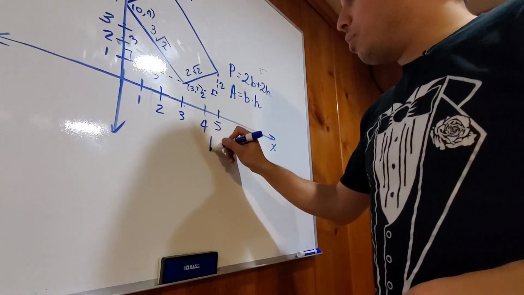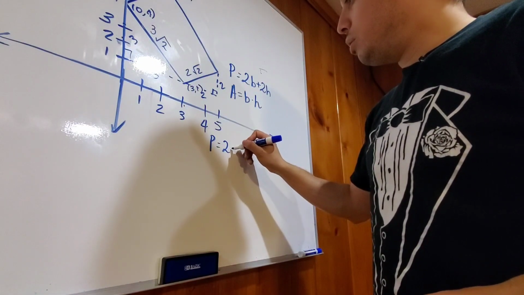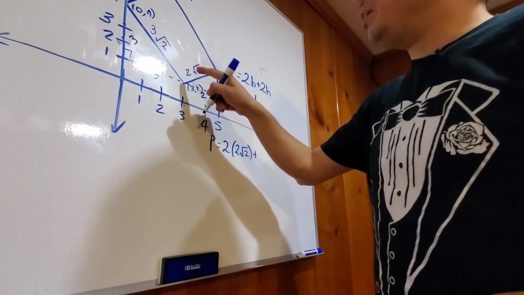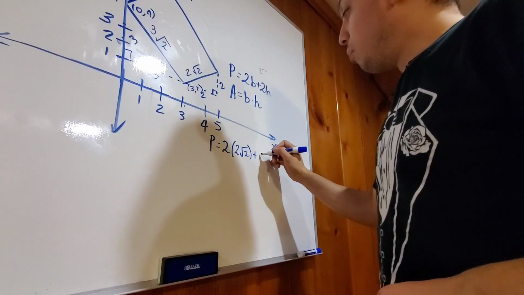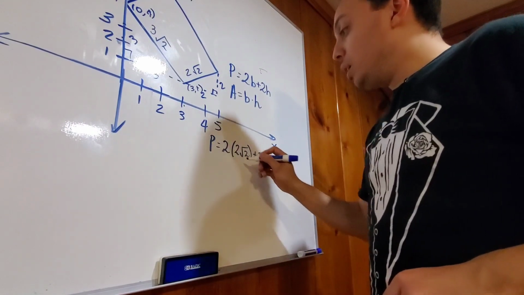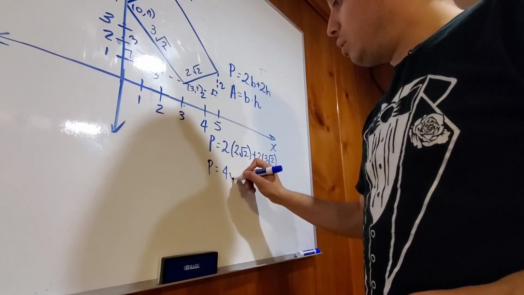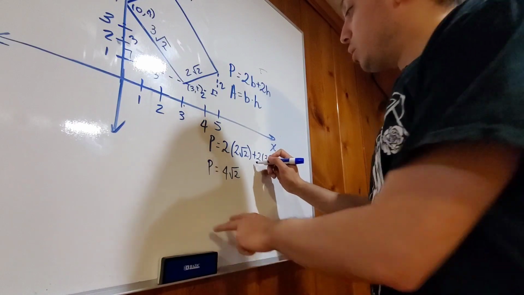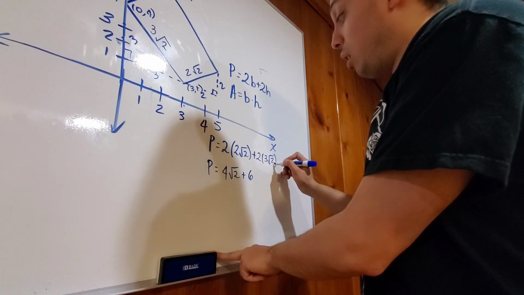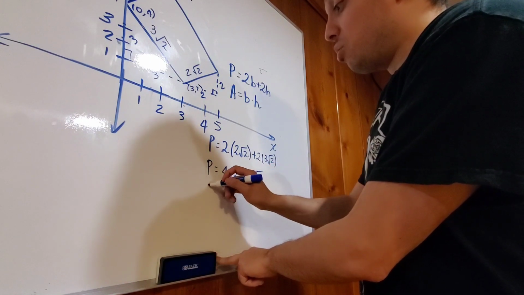So the perimeter is going to be 2 times the base, which is 2 square root of 2. 2 times 2 square root of 2. Plus the height, which is 3 square root of 2. Plus 2 times 3 square root of 2. Now what we're going to do is multiply. 2 times 2 is 4 square root of 2, plus 2 times 3 is going to be 6, and then square root of 2. So 4 plus 6 is going to be 10.